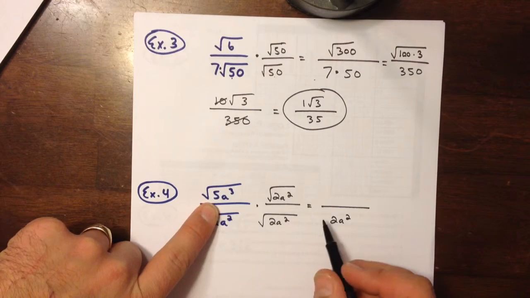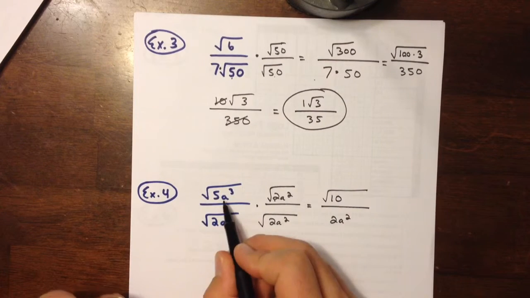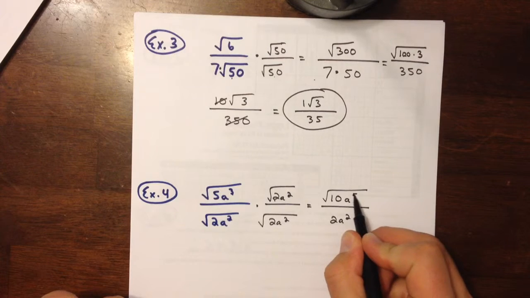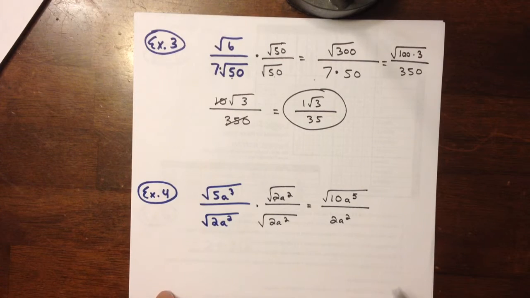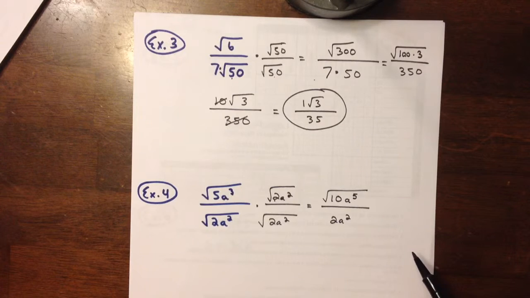Now we just need to combine these. 5 times 2 is 10. A cubed times a squared is a to the 5th. So remember, we add our exponents there. Think about it. We have 3 a's there, 2 a's there, we have 5 altogether.